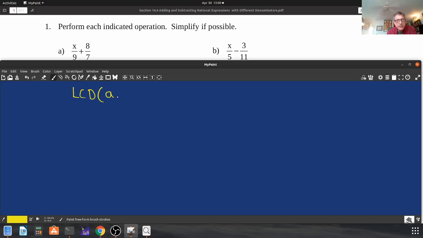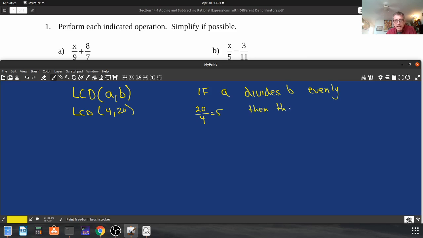So let's look at the LCD of A, B, and we can just think of A and B being whole numbers right now. Now, if one of them, A, divides B evenly, for example, the LCD of 4 and 20. Here, 20 divided by 4 is equal to 5. That's what I mean by divides evenly. It has no remainder.